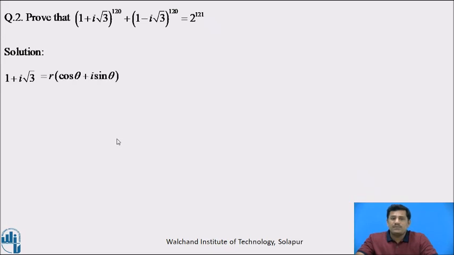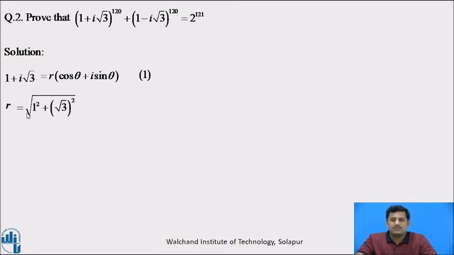First of all, writing 1 plus i root 3 as r into the bracket cos theta plus i sin theta. Now pause this video and find out the value of r and theta. I hope that all of you have written the answer. Let us verify your answers.